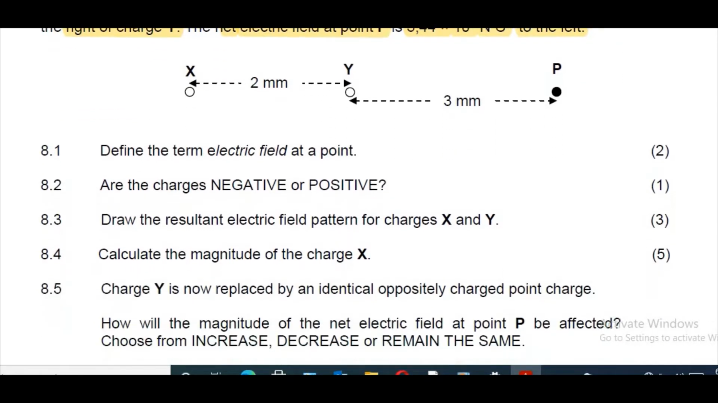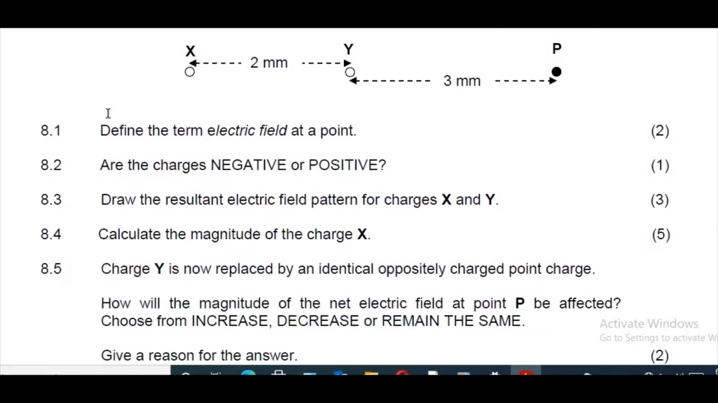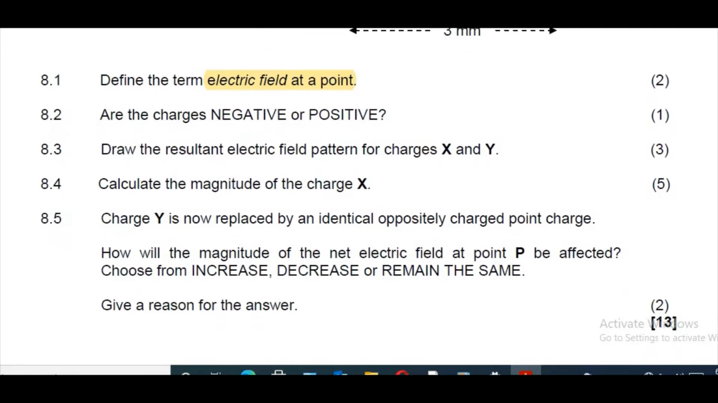Cool. So question 1 says to us, define the term electric field at a point. You should know this definition by now. I'm going to mention it again later when we're actually doing the question. But you should know that electric field at a point is the electrostatic force per unit positive charge placed at that point. Let us just read all the questions.